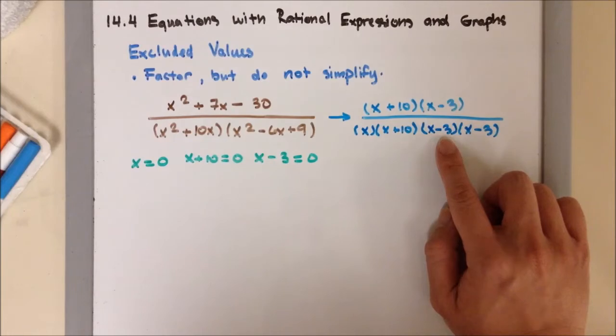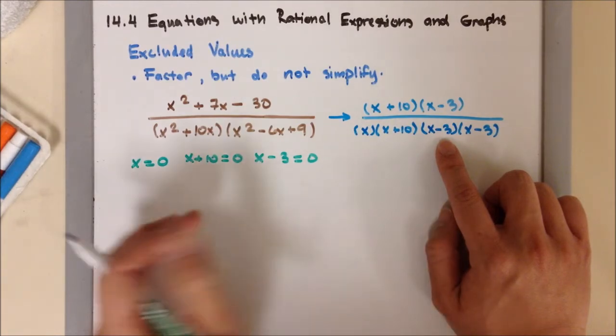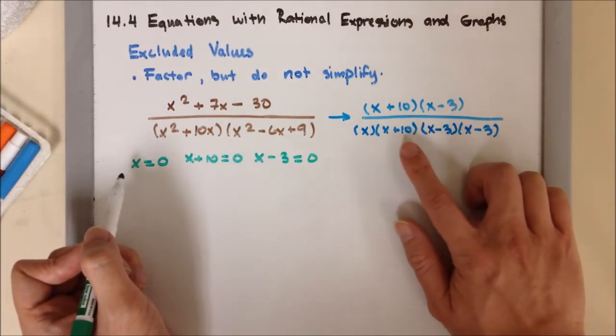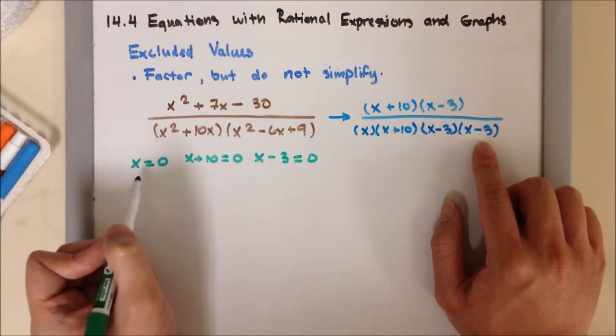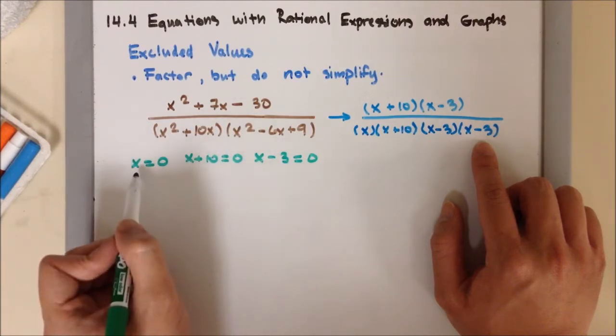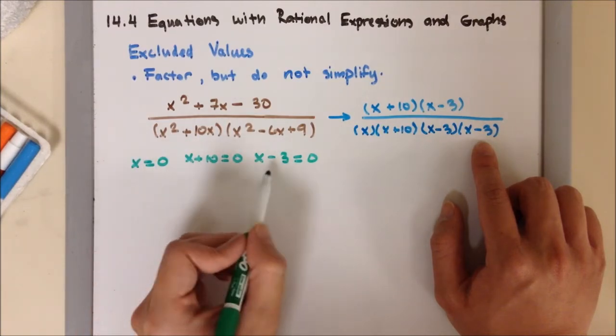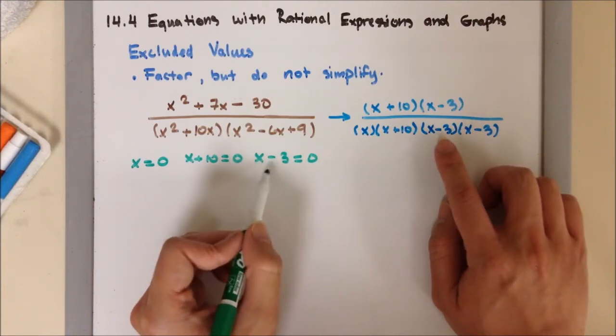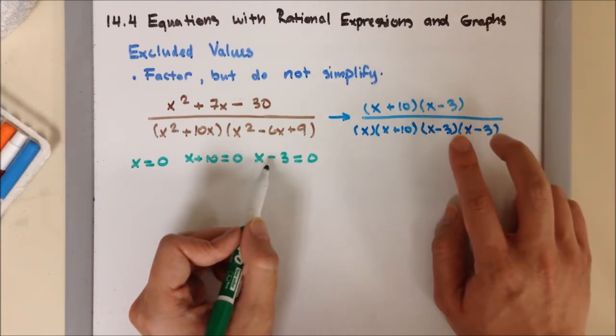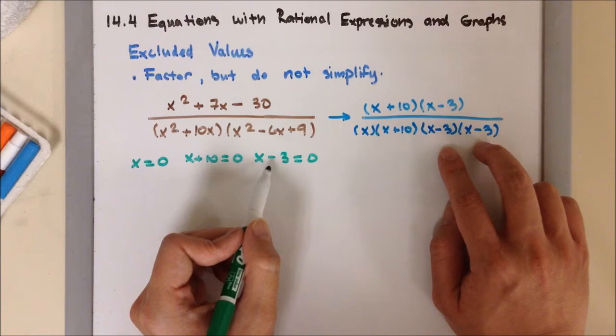There's no need to write the same work twice because you're going to get the same answer for x minus 3. So again, even though we have a total amount of 4 factors in the denominator, I wrote 3 out. x equal to 0, x plus 10 equal to 0, and x minus 3 equal to 0, because for x minus 3, you're going to get the same answer if you do this twice.